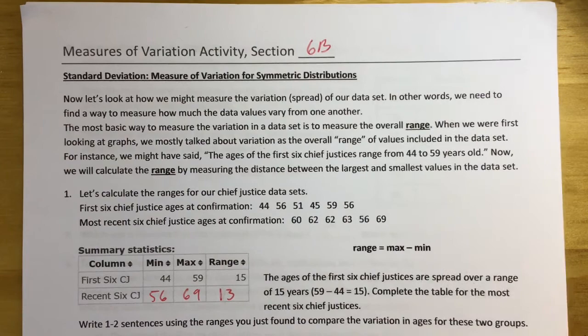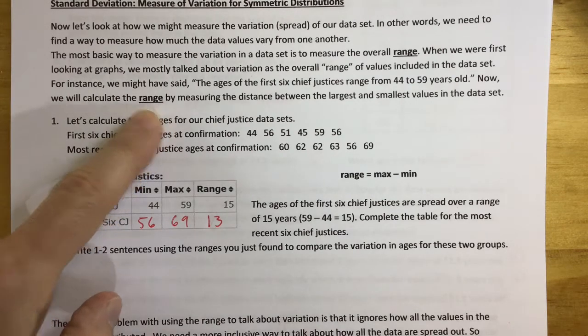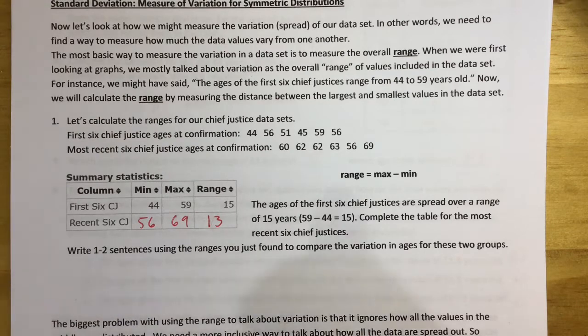The first problem is going to be over our most basic way that we can describe spread of data. And this is something that you may have learned in grade school or in junior high. It's called range. Range, simply put, is the difference between the highest value and the lowest value that you have in a data set.